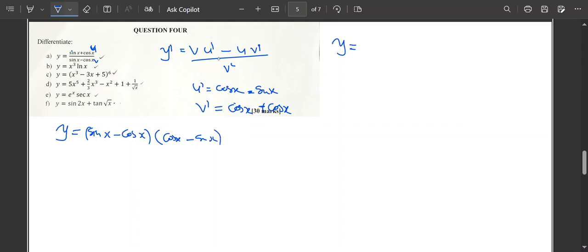Okay, then I have this minus there, open bracket. So now meaning that I'm maintaining u. So u is what is on top. So I'll say sine x plus cos x. Then multiplying now with the v prime. V prime is here, cos x plus cos x, right?